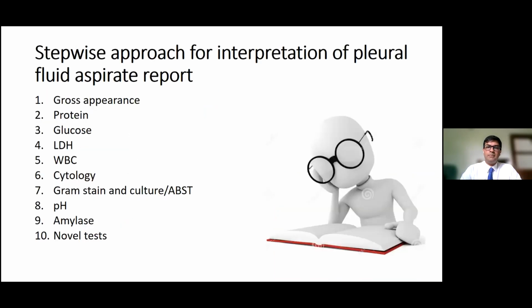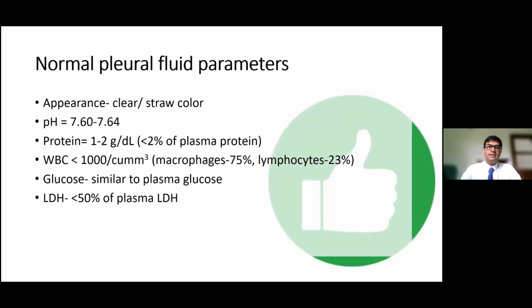A stepwise approach should always be followed for the interpretation of pleural fluid aspirate report. It starts from the inspection of gross appearance of pleural fluid, followed, in the following order, by protein, glucose, lactate dehydrogenase, white cell count, cytology, and so on and so forth. First of all, what is a normal pleural fluid parameter? The appearance should be clear to straw color, and the pH should be 7.6 to 7.64.